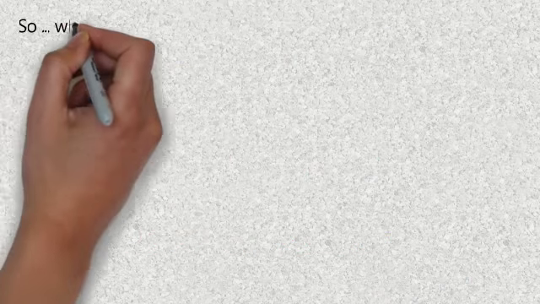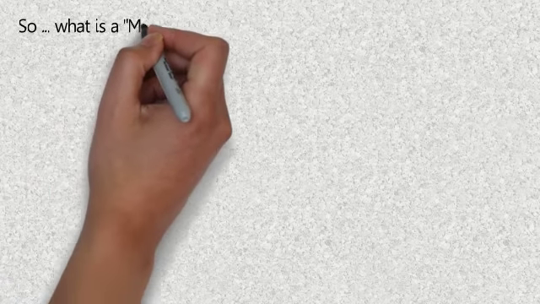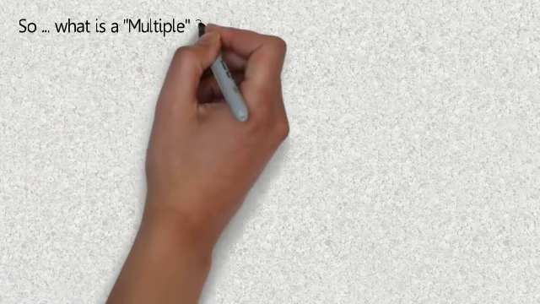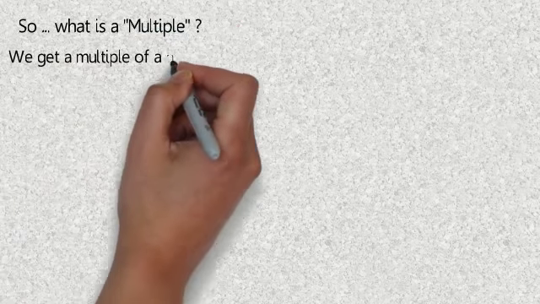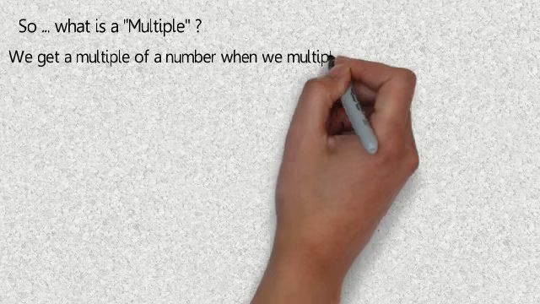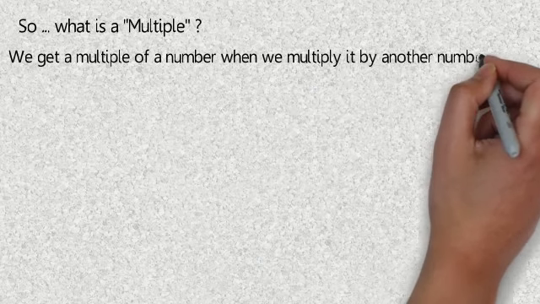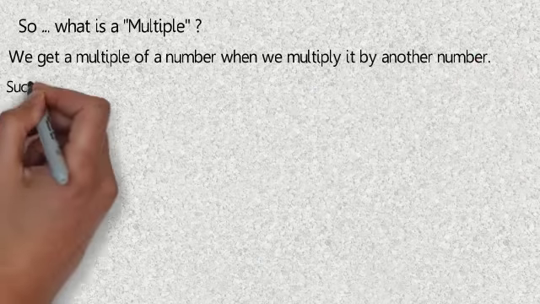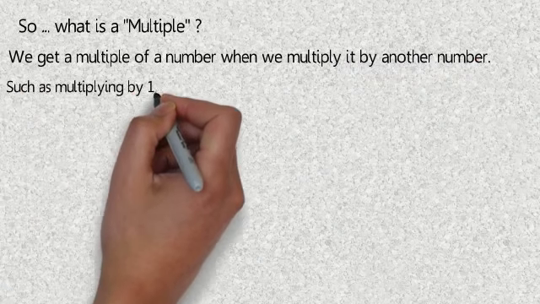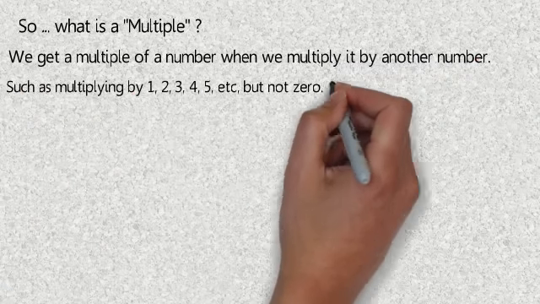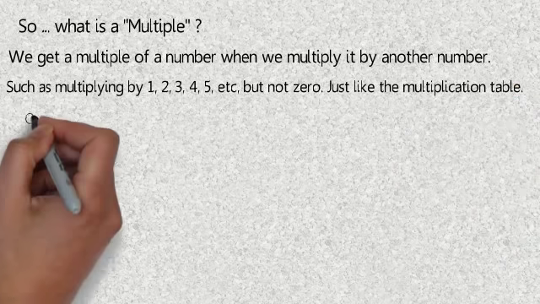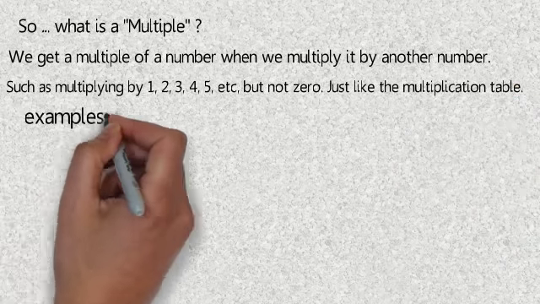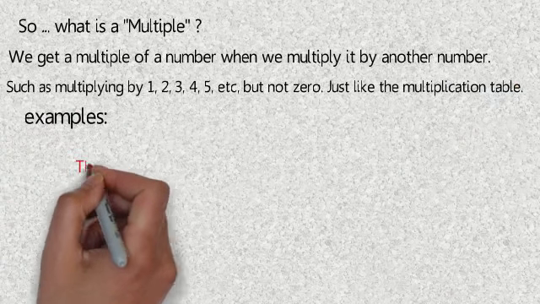Did you get that? Okay, let me break it all down for you. So, what is a multiple? We get a multiple of a number when we multiply it by another number, such as 1, 2, 3, 4, 5, etc., but not 0. You can't get a multiple of a number by multiplying by 0.